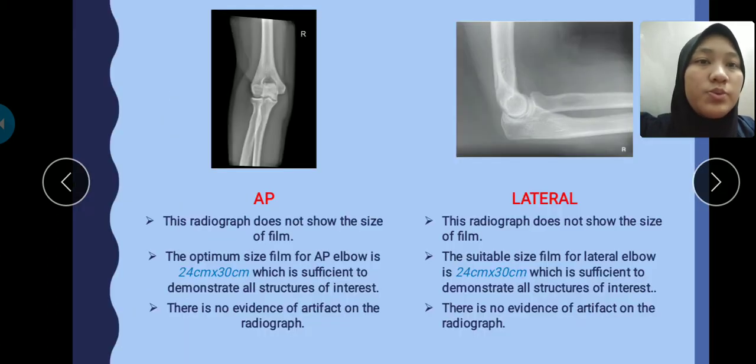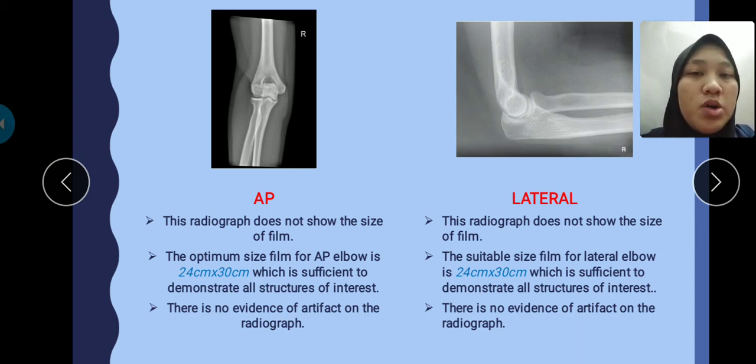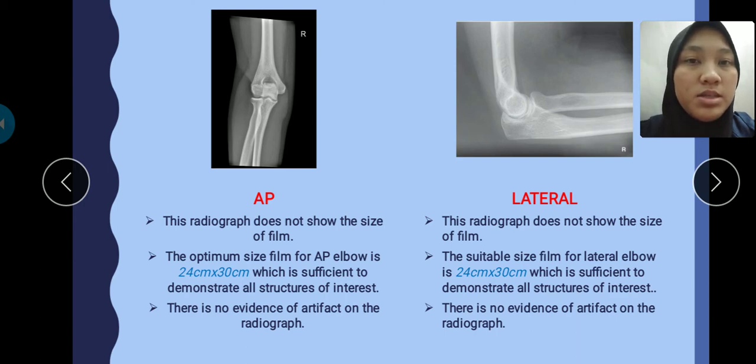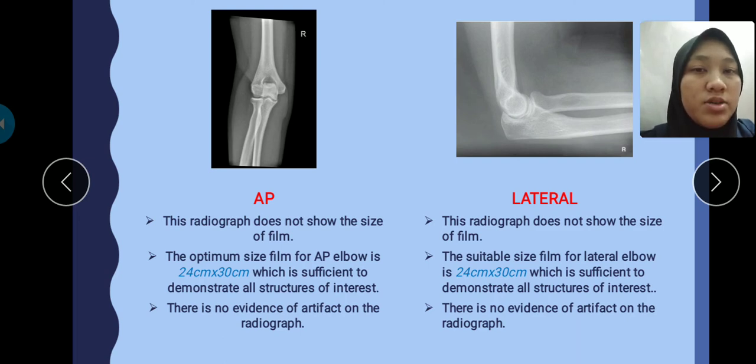For aesthetic value, for AP projection, the radiograph does not show the size of film, so the optimum size film for AP projection of elbow is 24x30cm, which is sufficient to demonstrate all structures of interest, and there is no evidence of artifact on the radiograph. For lateral projection of elbow, this radiograph does not show the size of film, and the optimum size of film for lateral projection is 24x30cm, which is sufficient to demonstrate all structures of interest. And this radiograph also has no evidence of artifact.